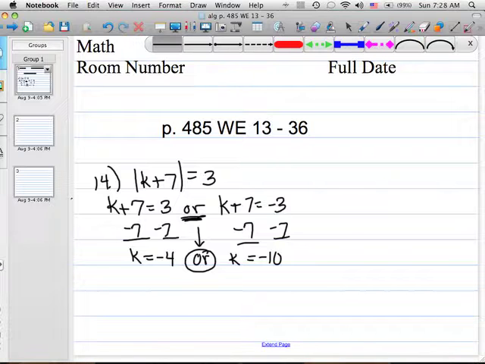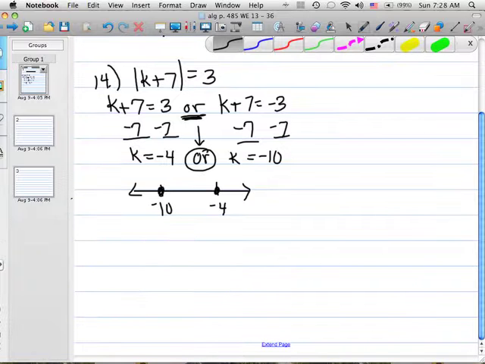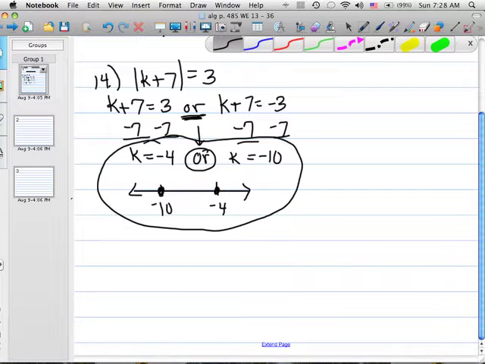Graphing it, we have -10 and -4. Make sure you place them correctly. A dot in both. There's the bull's horns. And this is actually what's going to be checked.